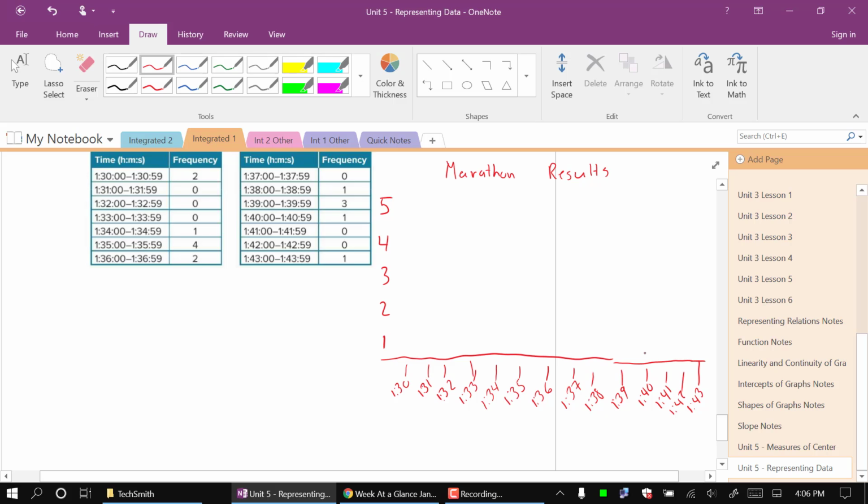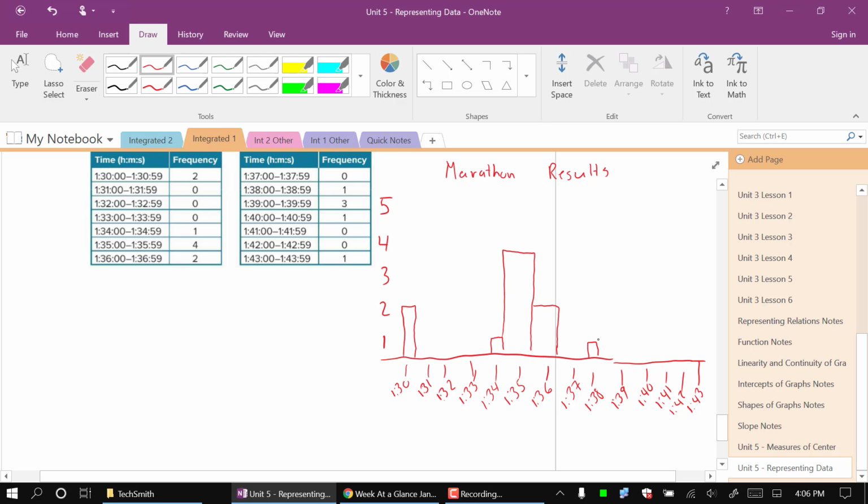And then we're going to do the results, or the amount of people that fell into that category. So the 130 category, that was 2 people. The 131, 132, and 133 did not have anyone, but 134 had 1 person. 135 had 4 people. Notice how I connect it up, and then I go over. 136 had 2 people, so connect it and come over. 137 didn't have anyone. 138 had 1 person.